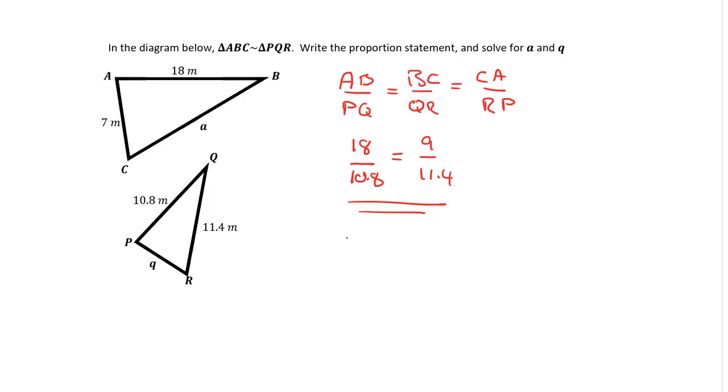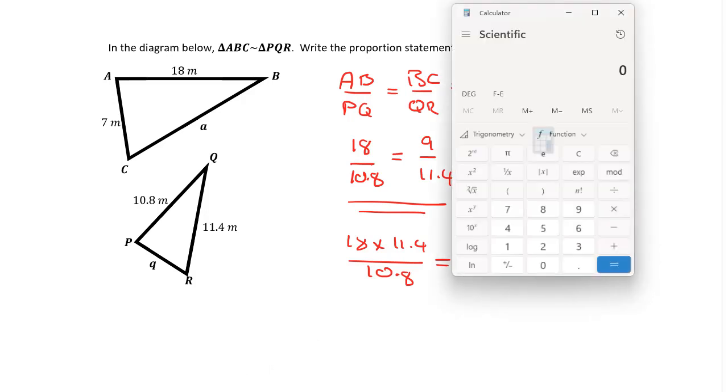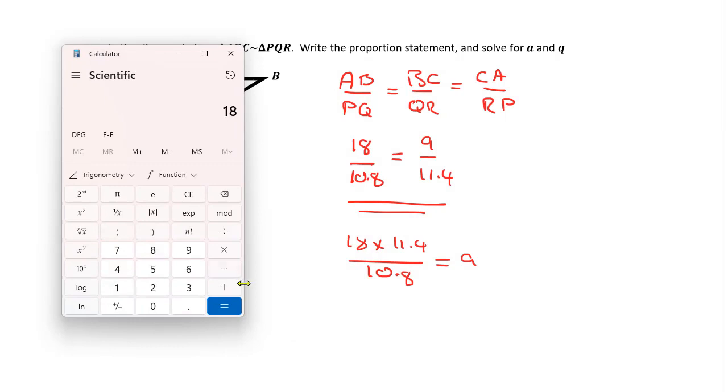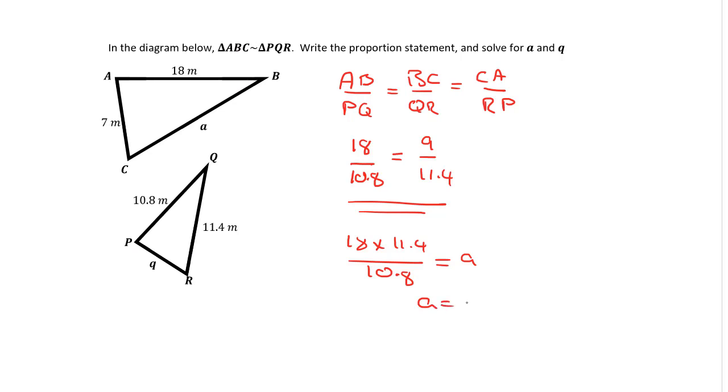So cross-multiplying, we're going to get 18 times 11.4 divided by 10.8. And that's going to equal the length of side A. Pulling out your calculators, we have 18 times 11.4 divided by 10.8. That equals 19. So that means that side A is going to be 19 meters long.